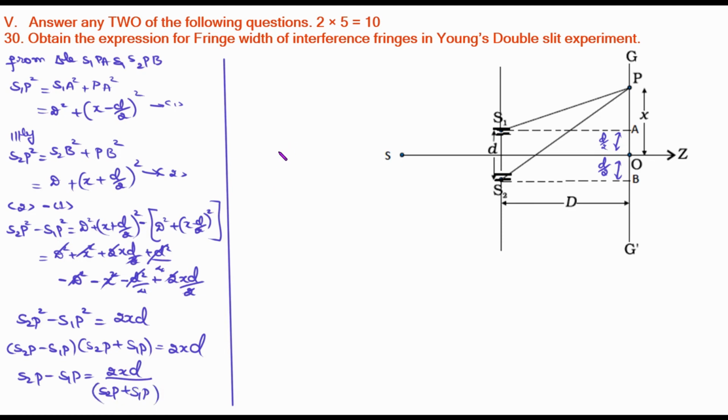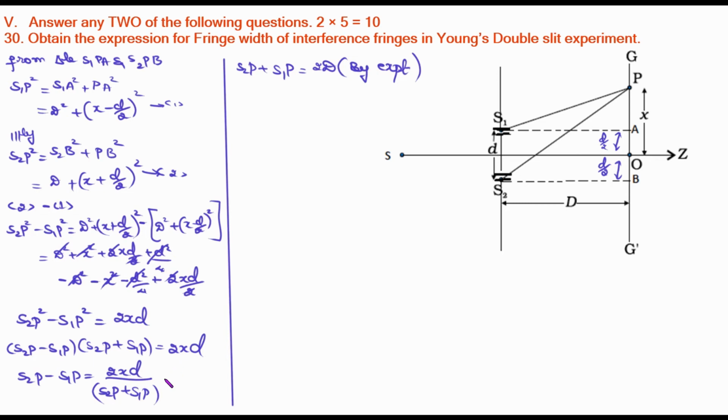Okay, here, if the two slits are kept very close to each other, the value of S2p plus S1p becomes 2D. We are taking this directly. This is actually by experiment. Alright, what Young found was S2p plus S1p is equal to 2D.